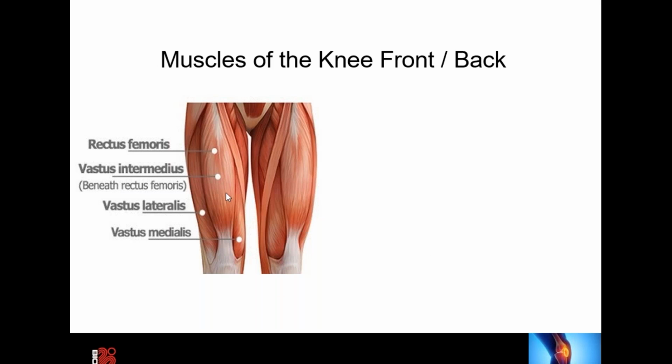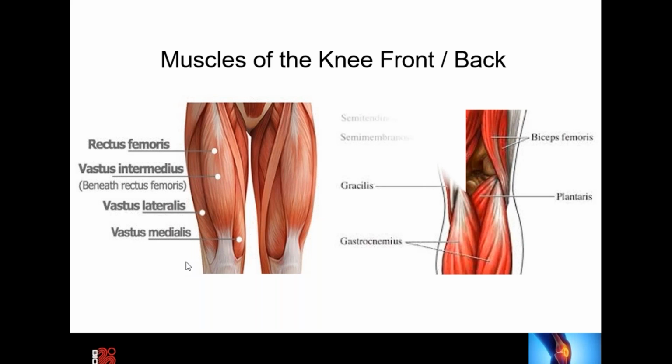Lots of muscles around the knee. In the front, of course, is the quadriceps. Quadriceps meaning four muscle groups, including the rectus femoris, vastus intermedius, lateralis, and medialis. On the back of the knee, you have the gastrocnemius, which is your big calf muscle attaching onto the inside of the knee, and then you have the hamstrings and some other muscles that attach in the back of the knee.